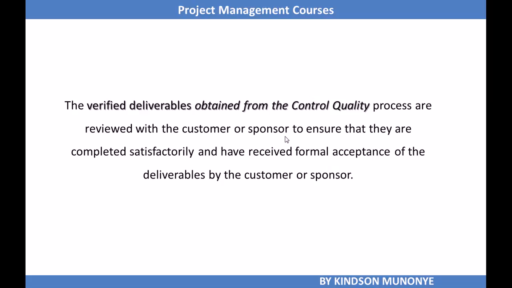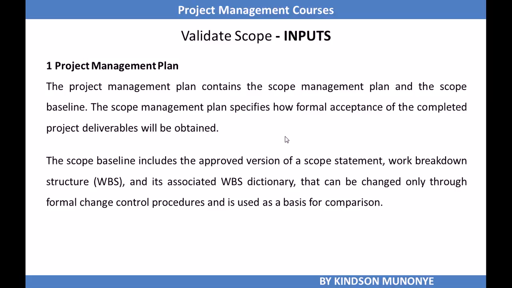Verified deliverables are obtained from the Control Quality process and are reviewed with the customer or sponsor to ensure that they are completed satisfactorily and have received formal acceptance of deliverables by the customer. So we have these deliverables that have been verified. Verified deliverables are the output of Control Quality, and these verified deliverables serve as input to the Validate Scope process.